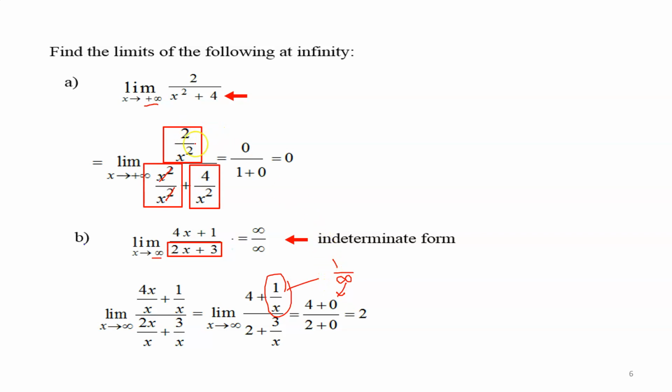Okay, this one is 2 over infinity. Then you get 0. This one is 1 over infinity. This one is 2. This one is infinity. Okay, sorry. Then you have similar with this, 3 over infinity, you get 0. So now you can just solve it, you get 2.